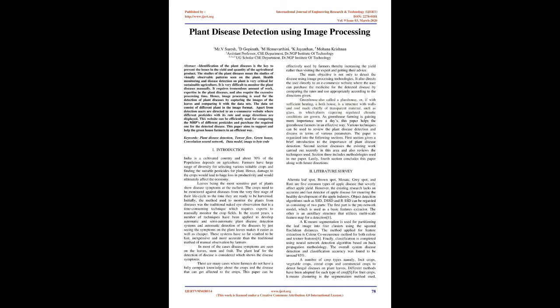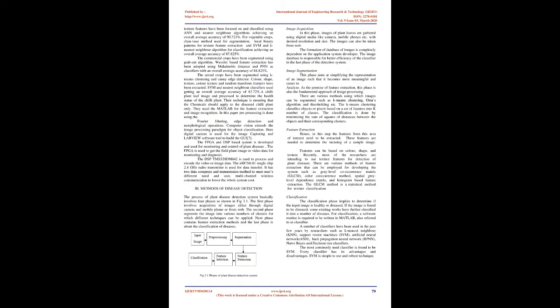The paper is organized into the following sections. The first section gives a brief introduction to the importance of plant disease detection. The second section discusses the existing work carried out recently in this area and also reviews the techniques used. Section 3 includes the methodologies used in our paper. Lastly, the fourth section concludes this paper along with future directions.